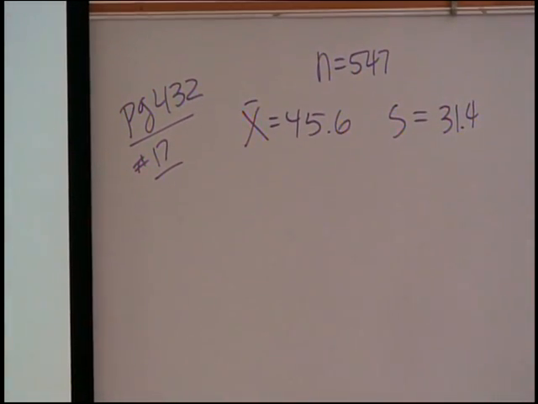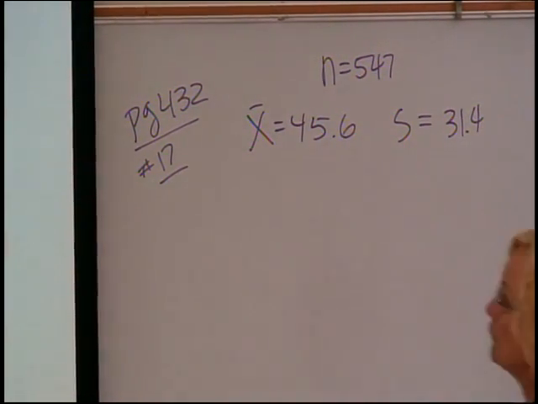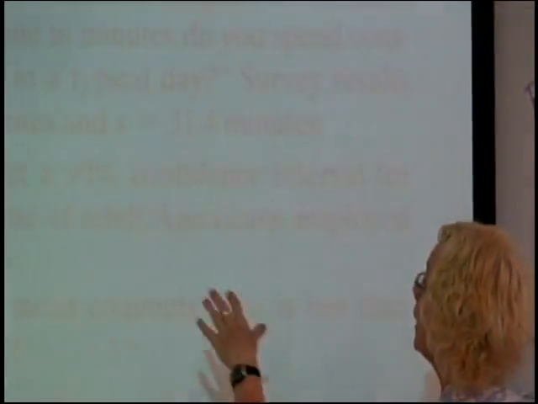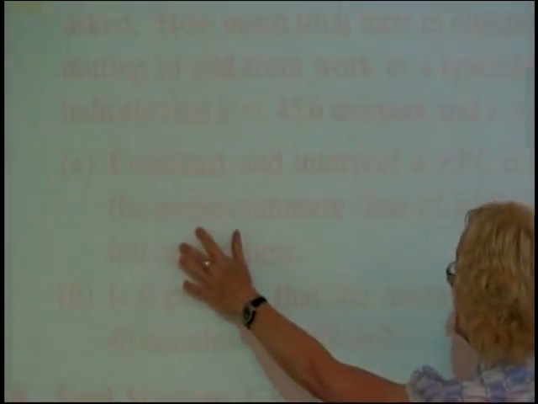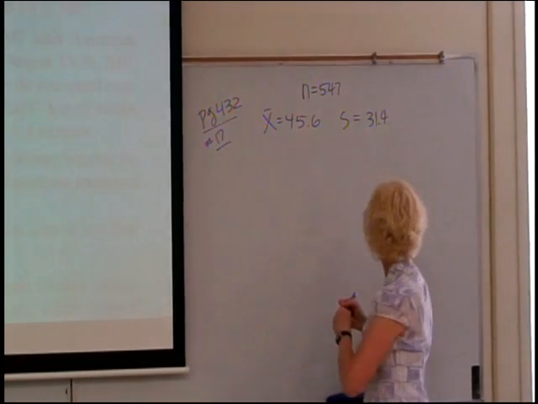Construct and interpret a 90% confidence interval for the mean commute time. So, your process: I want a 90% confidence interval for a mean. You have two choices, Z interval or T interval. You look back and you go, I have the sample standard deviation, so you go T interval. Okay?